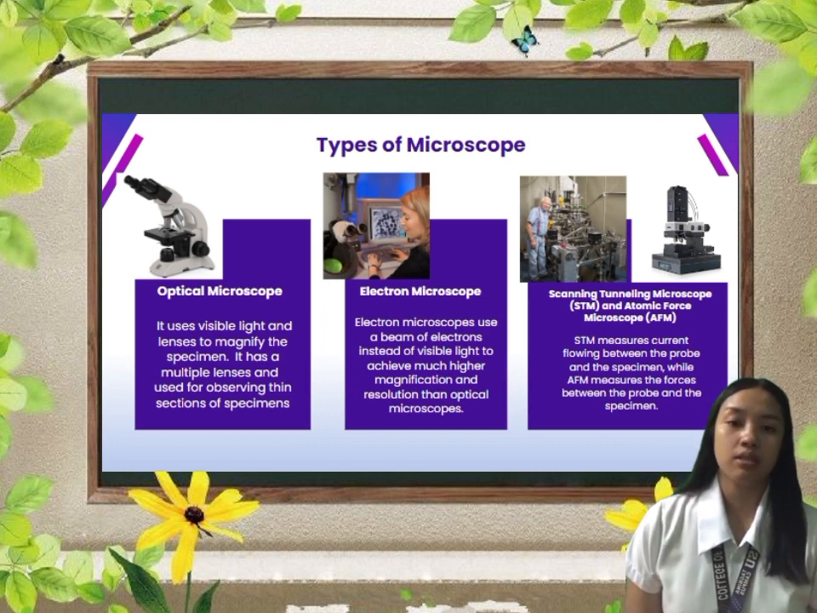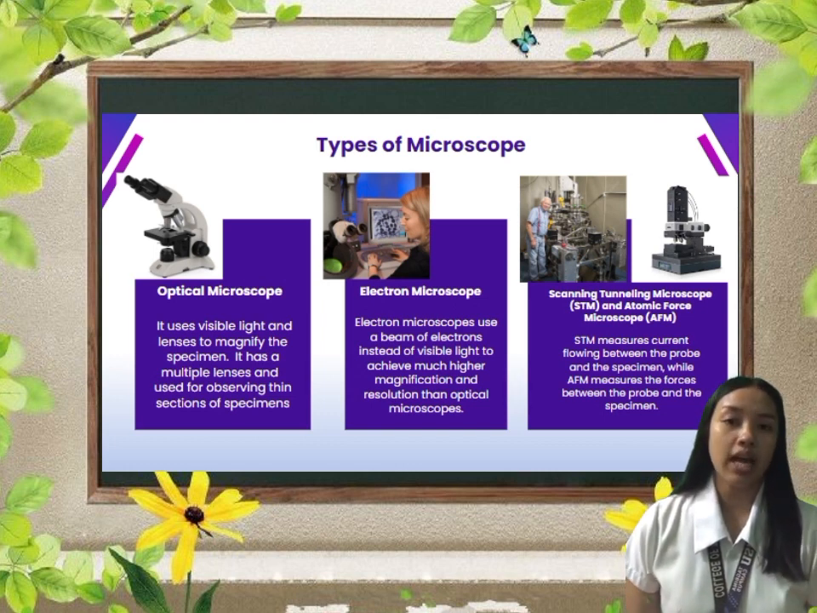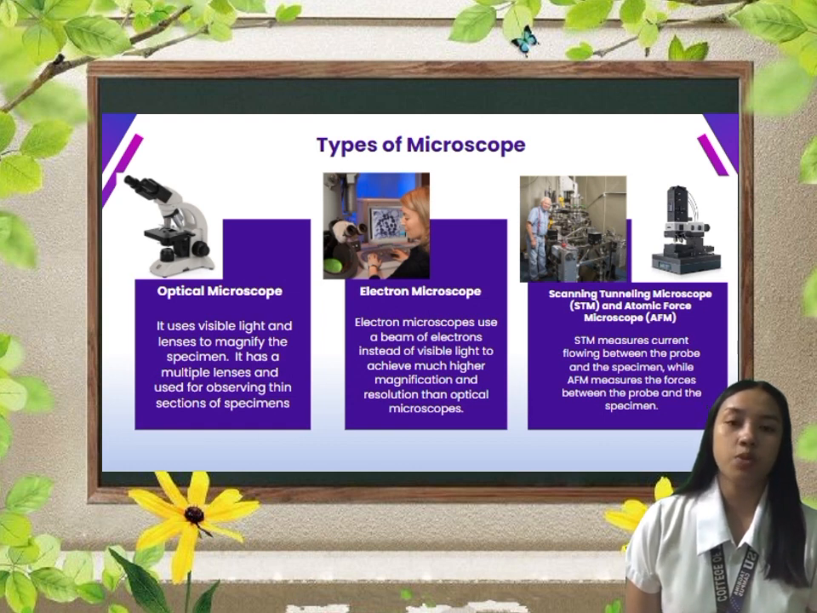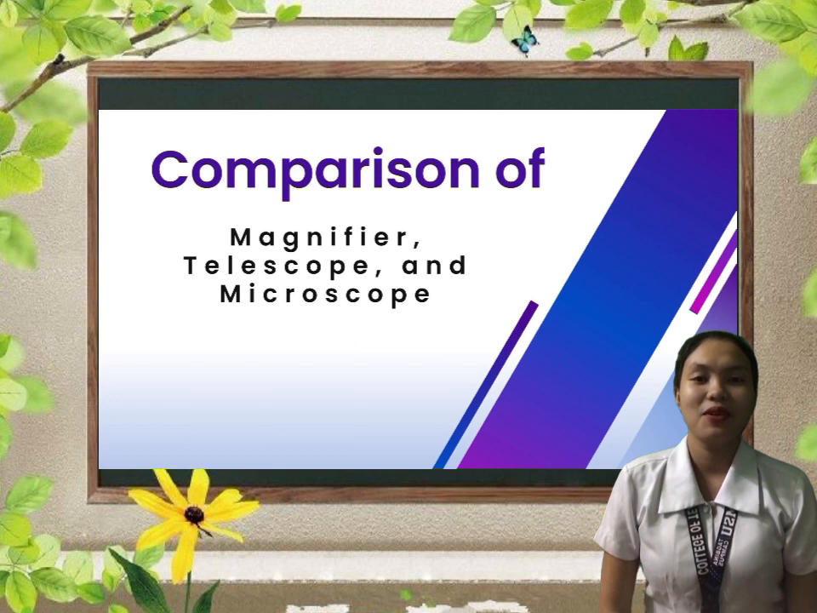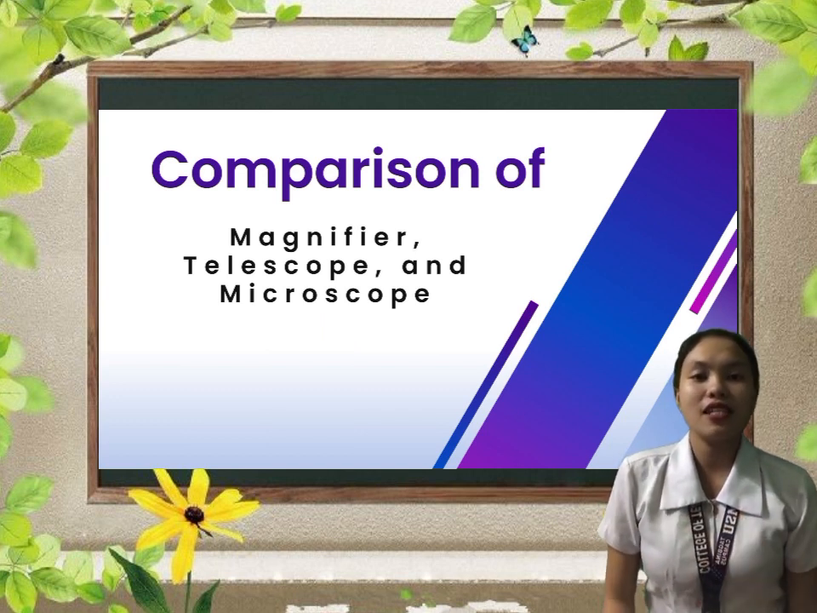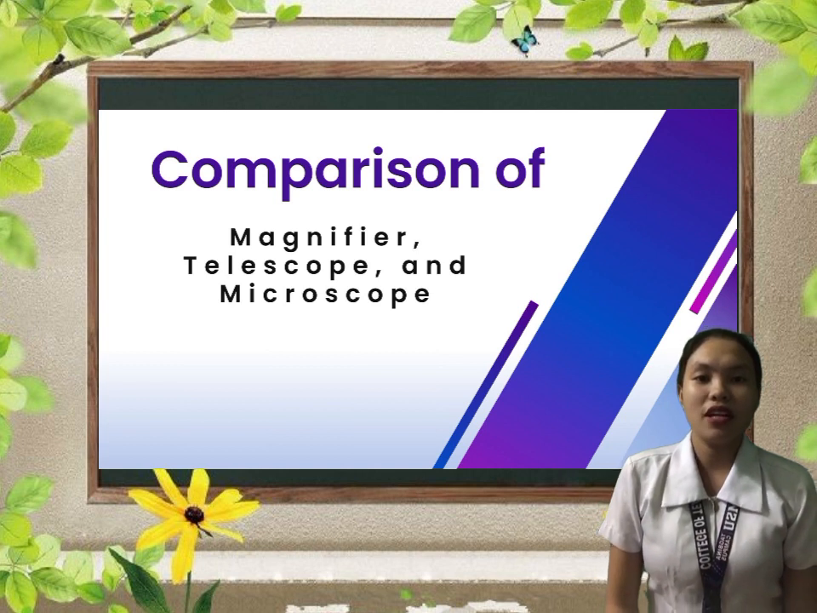The last type of microscope is the scanning probe microscope, including the scanning tunneling microscope, or STM, and the atomic force microscope, or AFM. These use physical probes to scan the surface of a specimen at the atomic level. For the continuation of the topic, I will be the one to discuss the comparison between magnifier, telescope, and microscope.